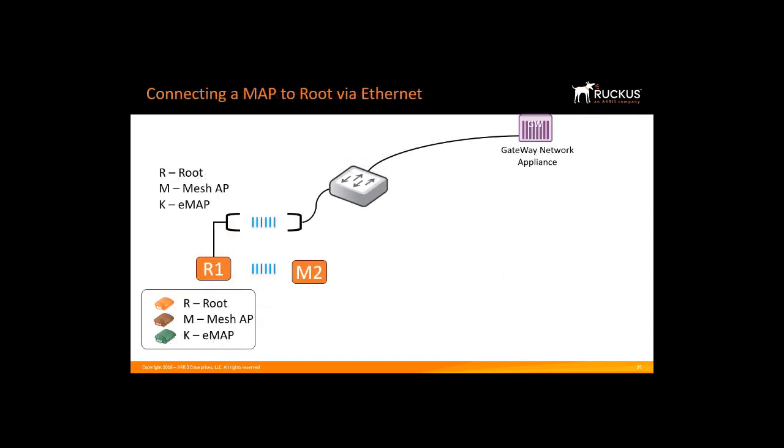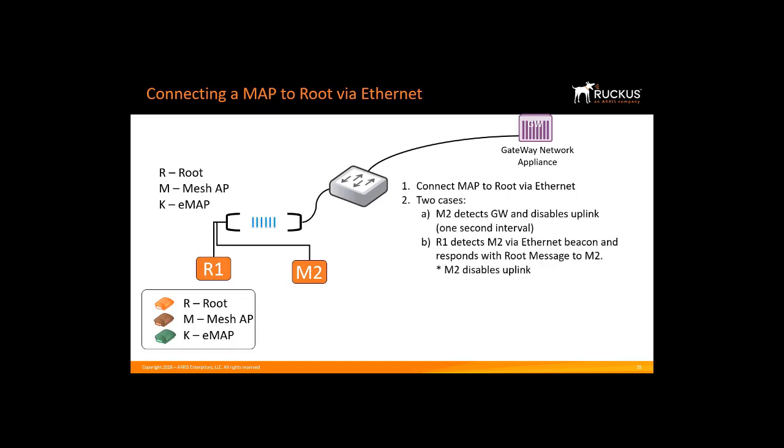Consider what happens when you take a MAP and connect it to the same layer 2 subnet as a root AP. Here we've connected the meshing AP to the same subnet as the root AP using an Ethernet cable. There are two cases. In this case, when the meshing AP detects the gateway, it disables the uplink. Root AP1 detects the meshing AP via Ethernet beacons and responds with a root message to mesh AP2. Mesh AP2 then disables its wireless uplink. After 40 seconds, mesh AP2 now turns into a root access point.